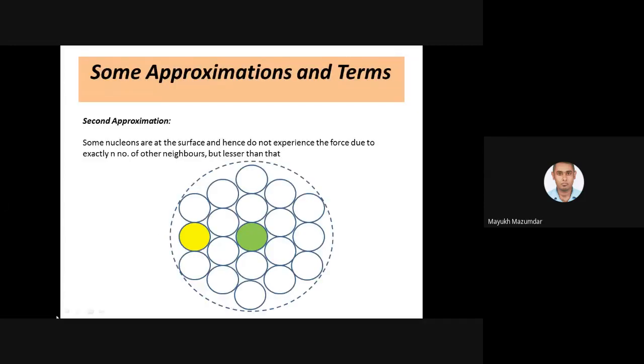So here also, suppose everything is fine, we have a spherical nucleus, but the yellow colored nucleon will experience force from, say, 1, 2, 3, 4 other nucleons, but someone in the middle or at the bulk will experience even more force, isn't it? Very simple thing.